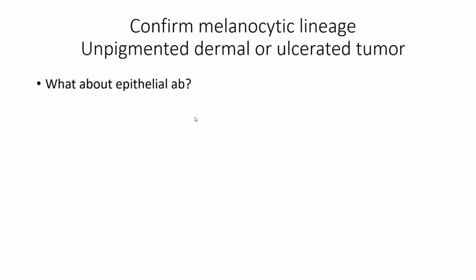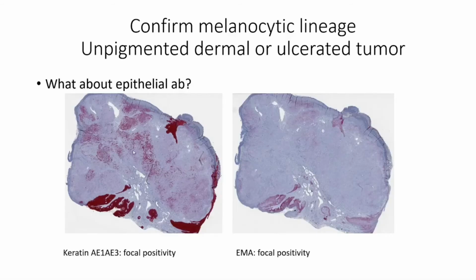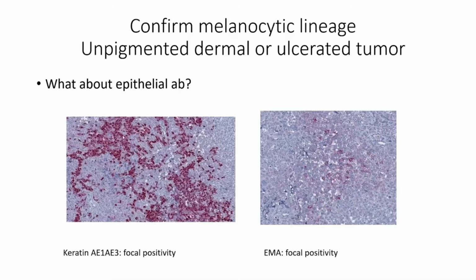So what about the epithelial antibodies in case they were in your panel? You should not be surprised if they are somewhat positive. Here's the pan-keratin AE1/AE3 antibody and EMA antibody. The pan-keratin antibody can be very strongly positive in a limited number of cells. And here we have a faint but still focal positivity of EMA.